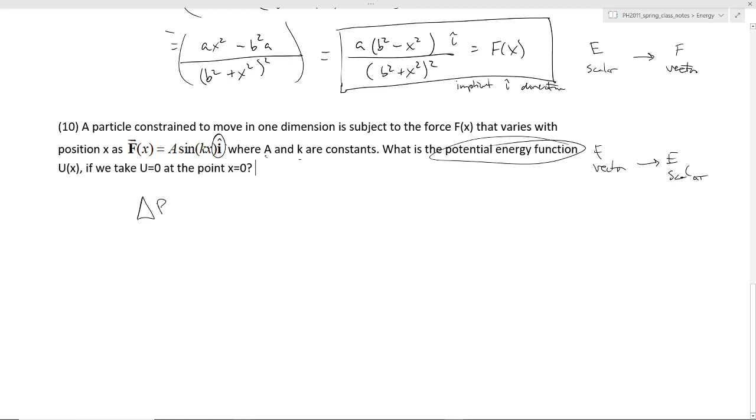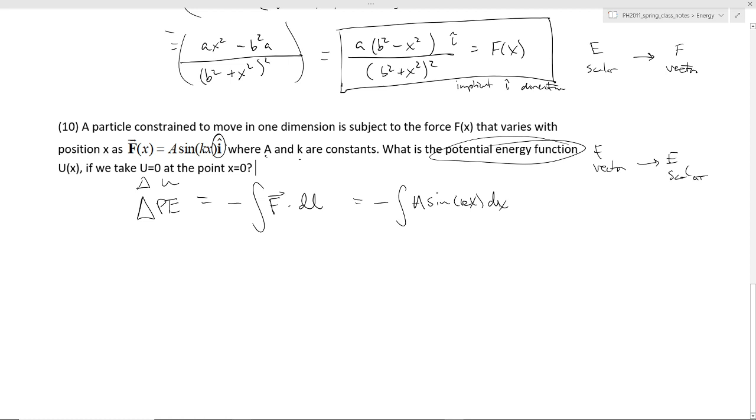I'll just call this whatever label you want to use. And the relationship for this was that we need to take the integral of the force dot dl. Now, this dot product, basically assume that we're going along the x-axis. This becomes negative a sine kx dx.